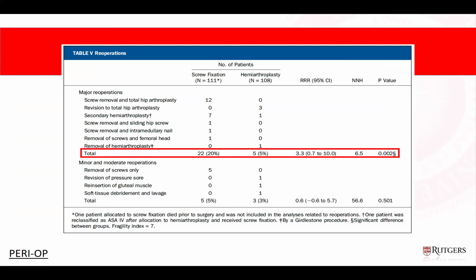In terms of reoperations, there is a slightly higher reoperation rate for the screw fixation group, 20% in that group compared to 5% in the hemiarthroplasty group, with 12 of the 22 reoperations for screw removal and total hip arthroplasty.